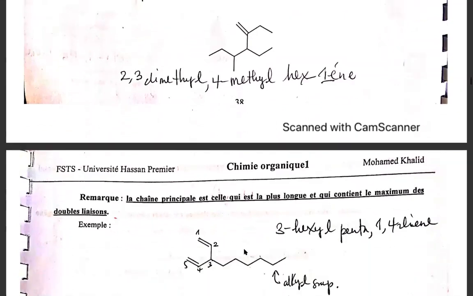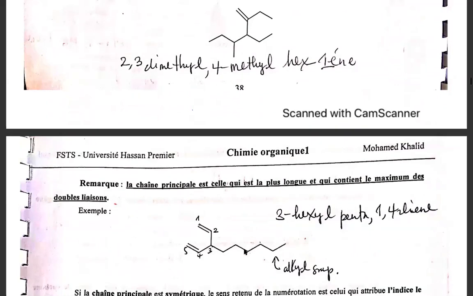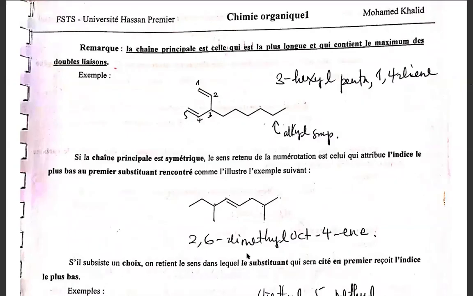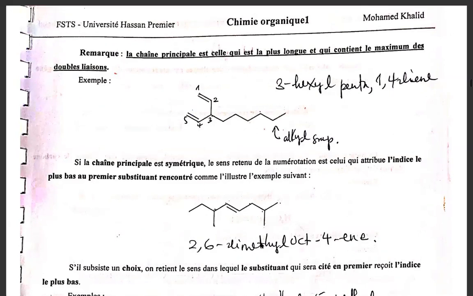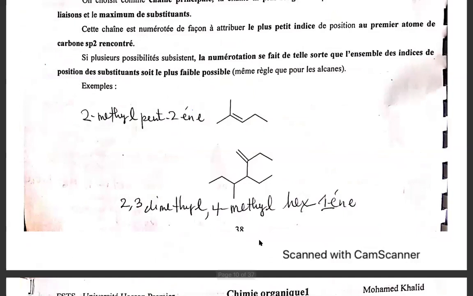Okay. Yes. It's very clear. You have a question? Okay. Yeah, what's the question? Yes. So, based on this explanation that you have given, is it safe to say that the principal chain must contain the shortest route to the double bonds on the carbon atom?